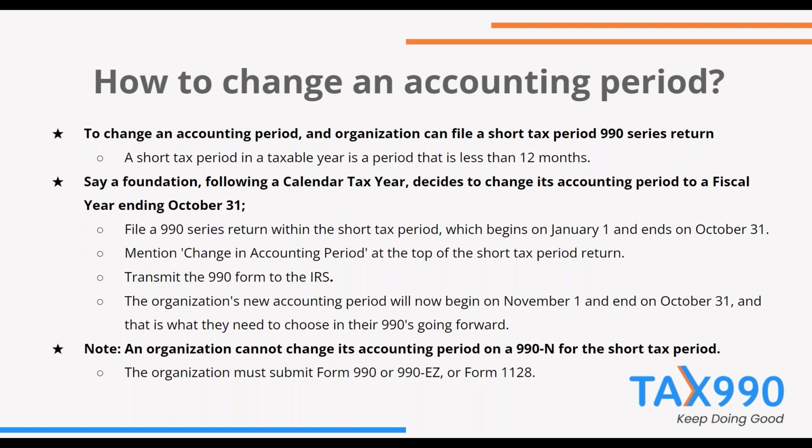When you work through this process, there's a few things that you would need to keep in mind. When you file your short year, to make the initial change, we would suggest confirming with the IRS that they have updated your accounting period before filing for your new accounting period, just for confirmation so that your new return does not get rejected.